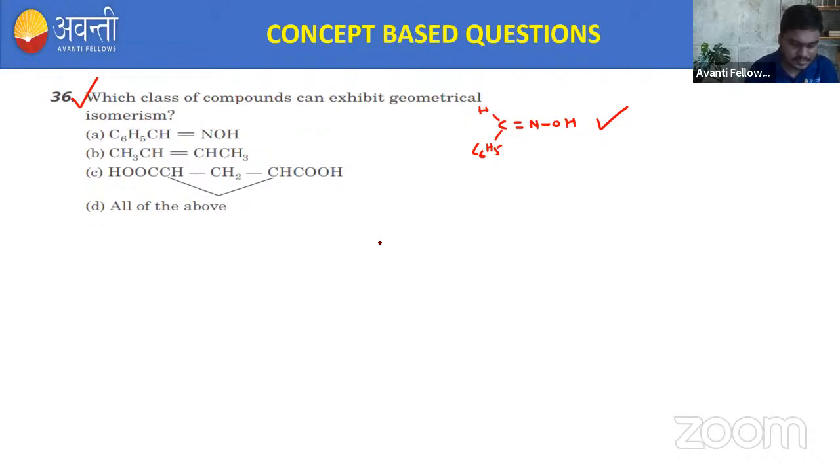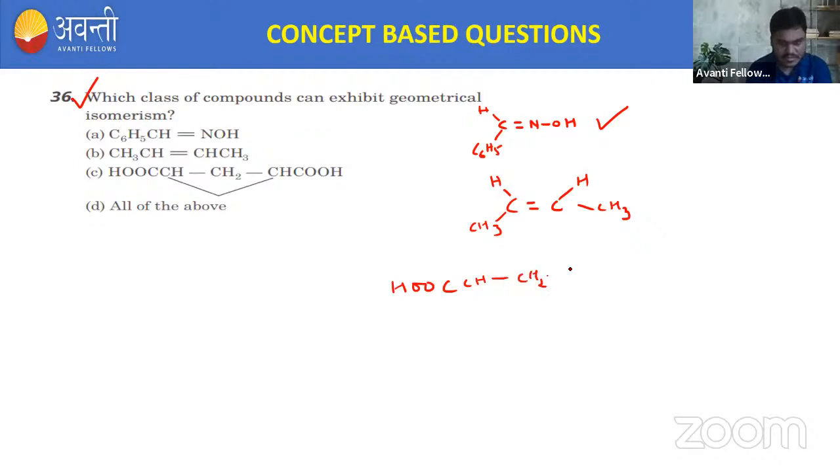Now the next one is CH3CH. Will this show or not? Let me check. This is a double bond C. This is H, this is CH3, again H, and CH3. So this will also show geometrical isomerism. Then the next one is HOOCCH, CH, COOH, with a cyclic nature. So it will show geometrical isomerism definitely. So we can say that all of them show geometrical isomerism, options A, B, and C.